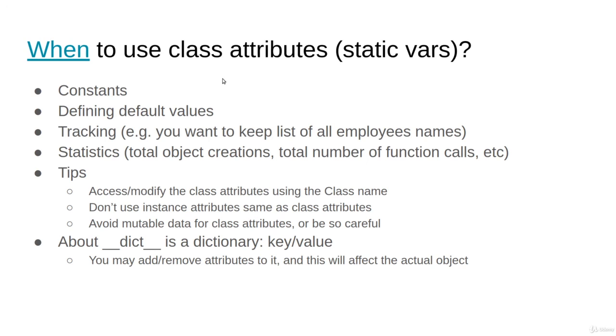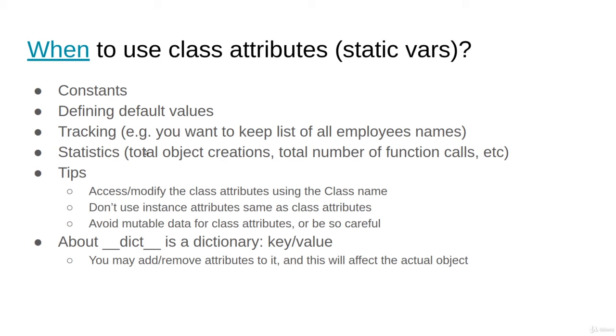There are two other cases that you might see. Tracking. Tracking means we'd like to keep some information about something. Let's say you would like to keep track of all of the employees that have been created. Something like every time you create an employee, you append the name to some list for some reason. Another one is statistics. You would like to know how many objects have been created, or how many function calls have been made.